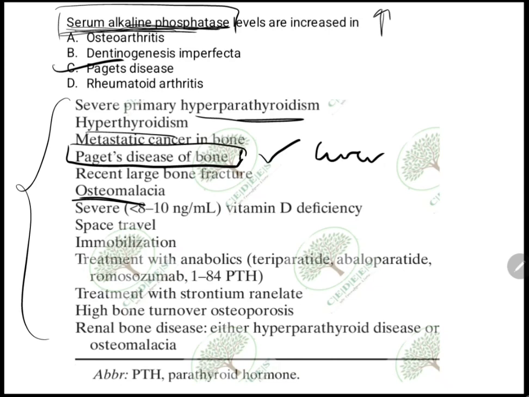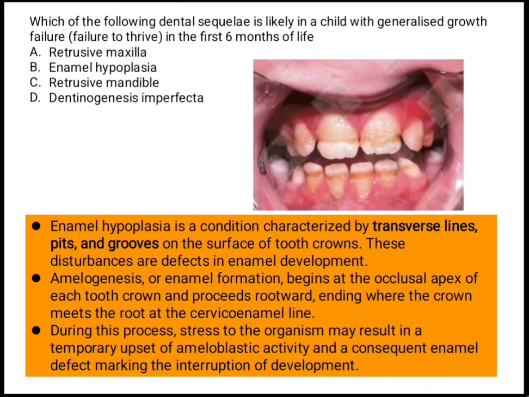In these conditions, also, you will find an increase in alkaline phosphatase. Also, remember one thing, in fibrous dysplasia, usually the levels of these enzymes are normal. Just remember this much, it would be enough for you.